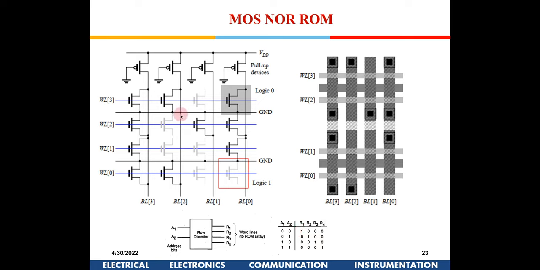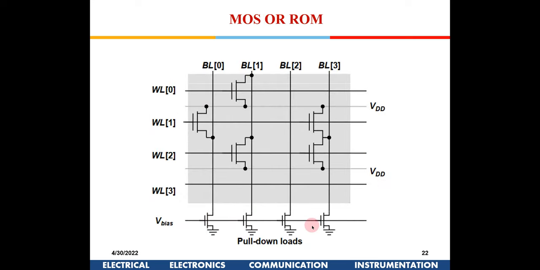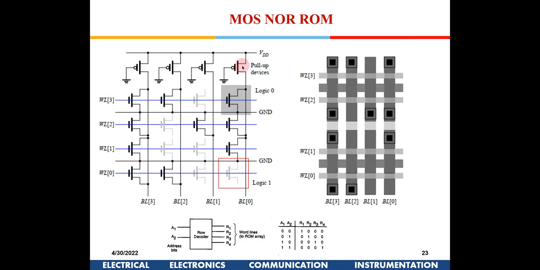These are the ground lines. This is one ground line. You have a large number of ground lines going. For these two rows together, there is one ground line. These two rows together, there is one ground line. This is permanently charged to, you have a weak pull-up device here. There you had a weak pull-down device. Here you will have a weak pull-up device.